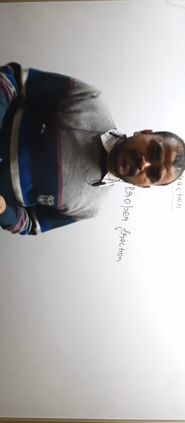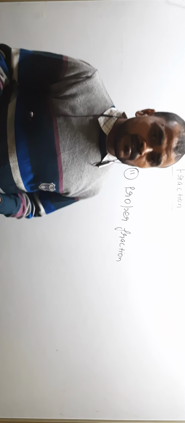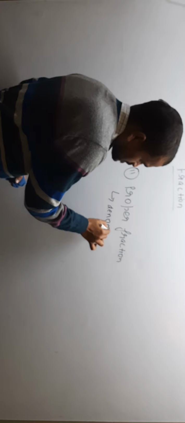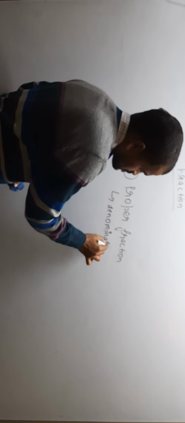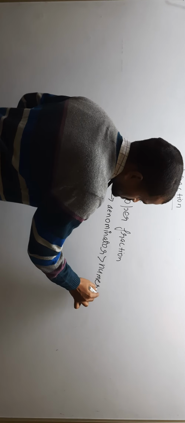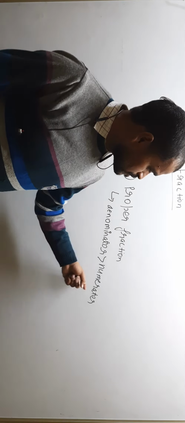Proper fraction is that in which the denominator is always greater than the numerator. That is called the proper fraction. In proper fraction, denominator is greater than numerator. You can also explain in this way: the value of denominator is always greater than the value of numerator.